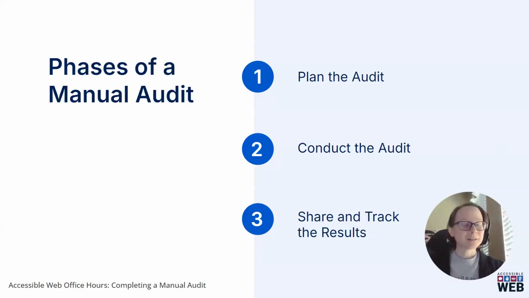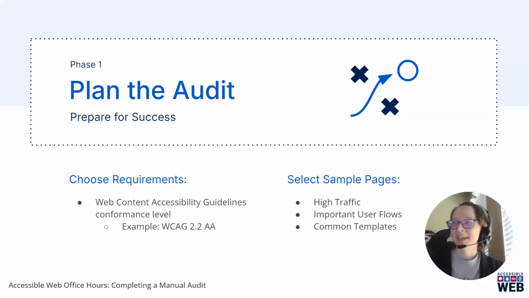So completing an effective manual accessibility audit involves 3 phases: plan the audit, conduct the audit, and share and track the results. In phase 1, plan the audit, you're preparing for success.